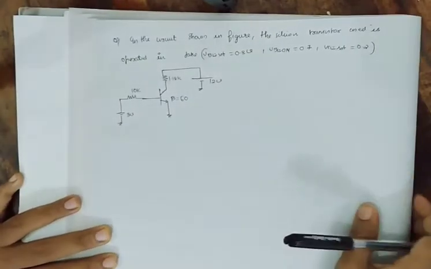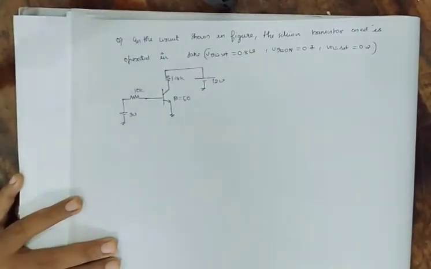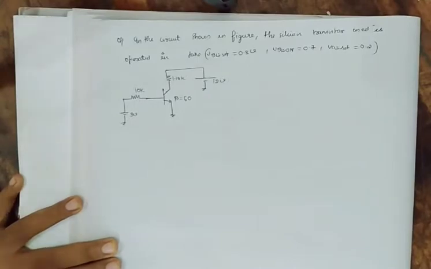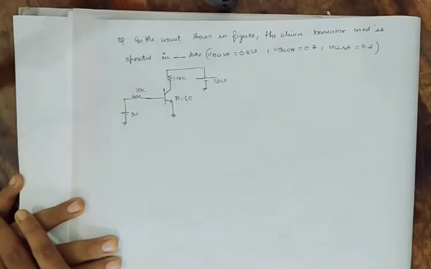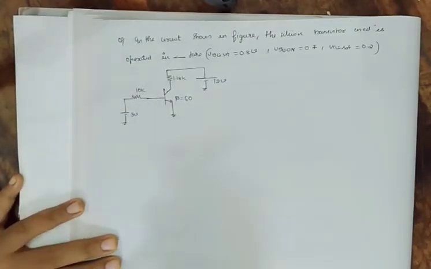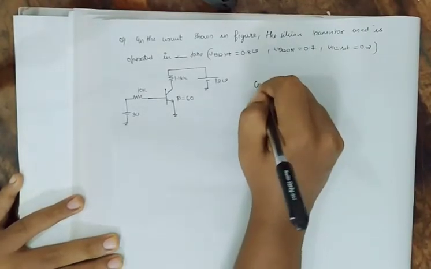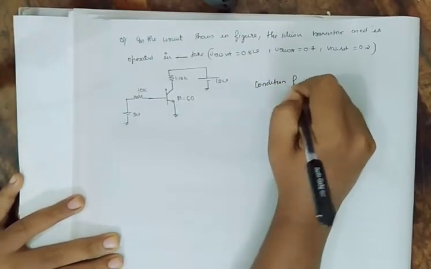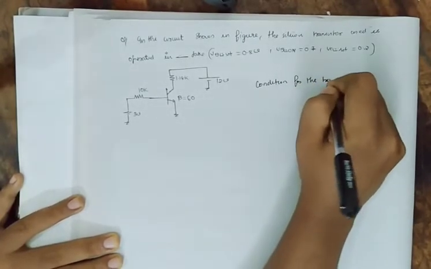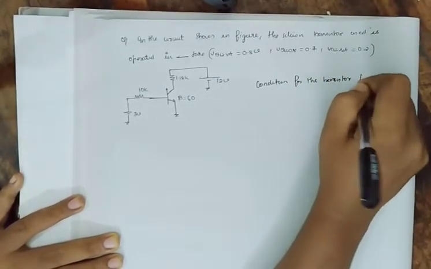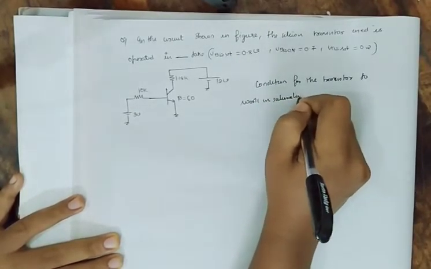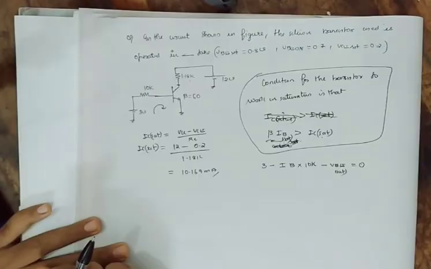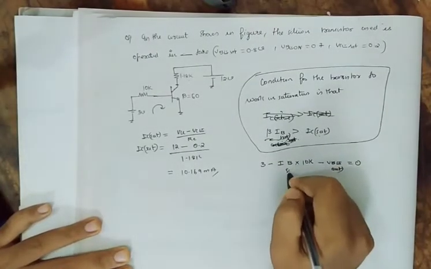In the circuit shown in the figure, the silicon transistor used is operated in dash region. So we have to see if it is working in the cutoff region, in the saturation region, or in the active region. Okay, so the condition for the transistor to work in saturation, okay, we'll find out what is IB saturation.